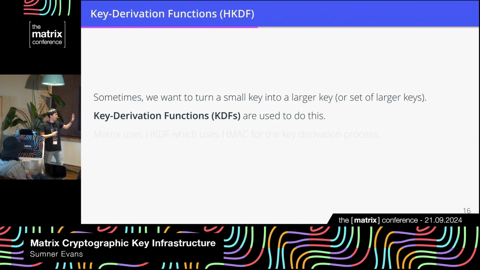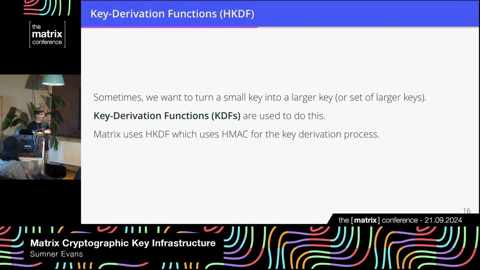Moving on to another concept that's going to be important, and that's key derivation functions. Sometimes we want to turn a small key into a larger key or a set of larger keys, and that's where key derivation functions come in. For example, we might want to stretch a 32-byte shared secret into 80 bytes for an AES key, an initial vector, and an HMAC key. Matrix uses a specific kind of key derivation function called HKDF, which uses HMAC, which is what I mentioned on the previous slide, for the derivation process. And you can continue generating bytes ad infinitum with a key derivation function.